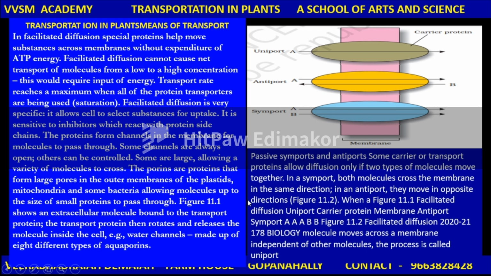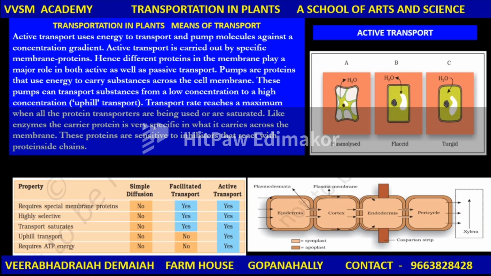See, my dear, passive transport and antiport: some carrier or transport proteins allow diffusion only if two types of molecules move together. And this is transportation in plants. Active transport uses energy to transport and pump molecules against a concentration gradient. Active transport is carried out by specific membrane proteins. Hence, different proteins in the membrane play a major role in both active as well as in passive transport. So friends, transportation consists of active transport and passive transport.